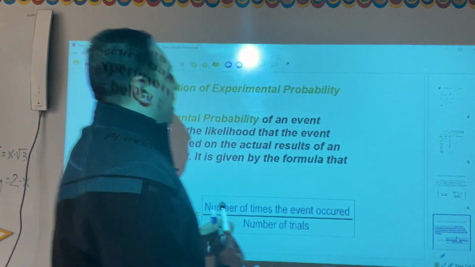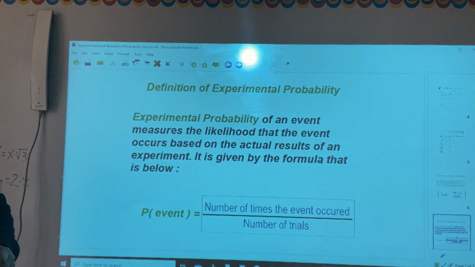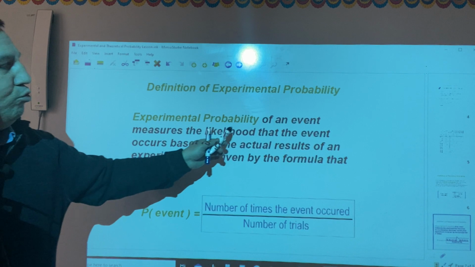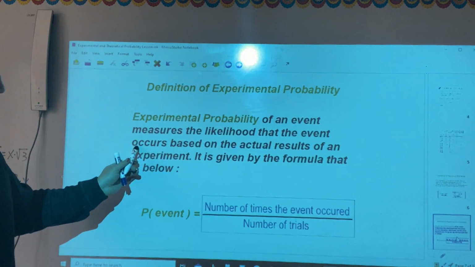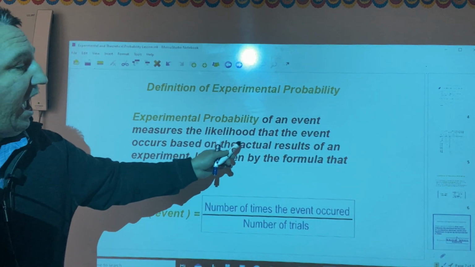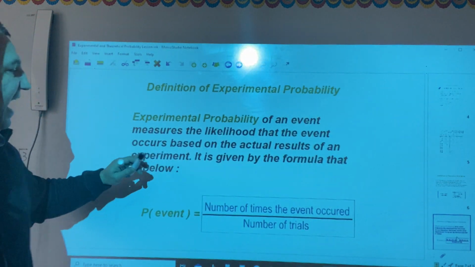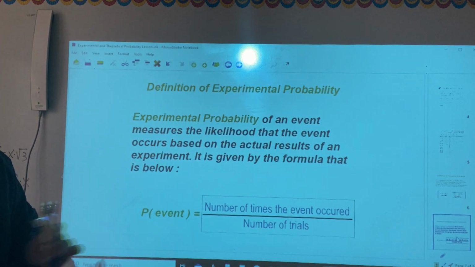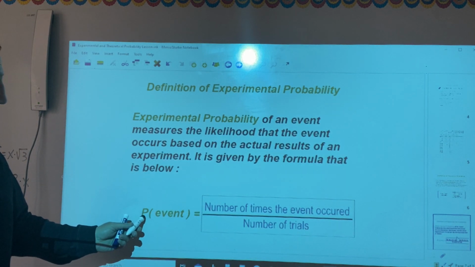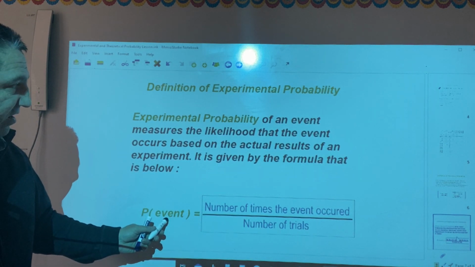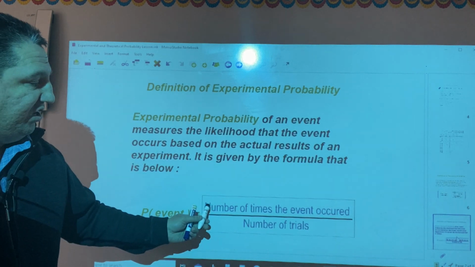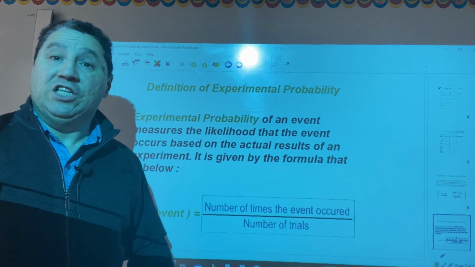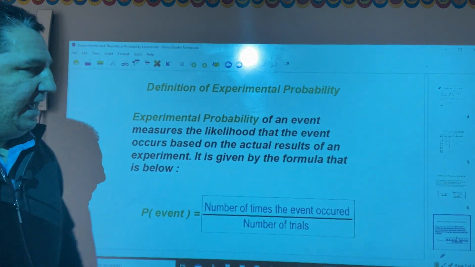Also, the experimental probability of an event measures the likelihood that the event occurs based on the actual results of an experiment. It is given by the formula below. The probability of an event is the ratio of the number of times that event occurs over the total number of trials.